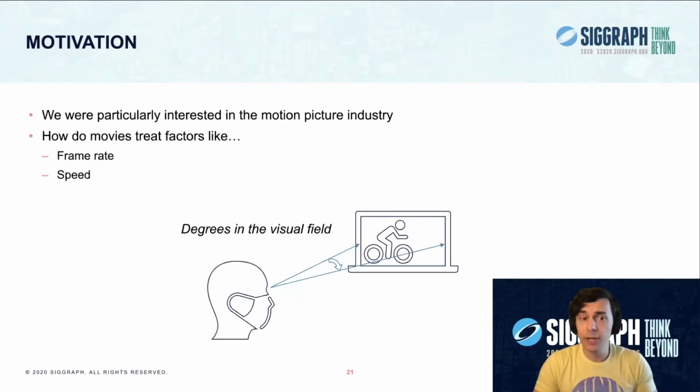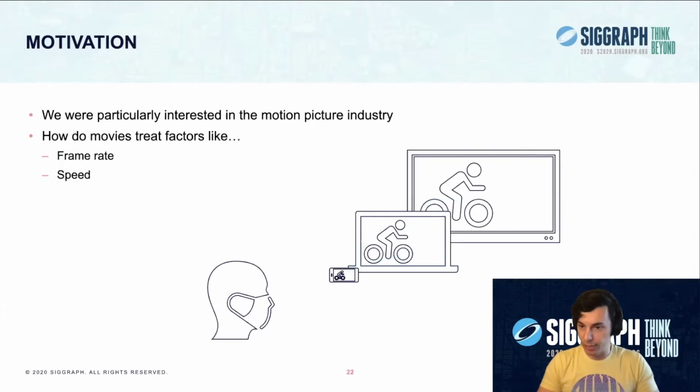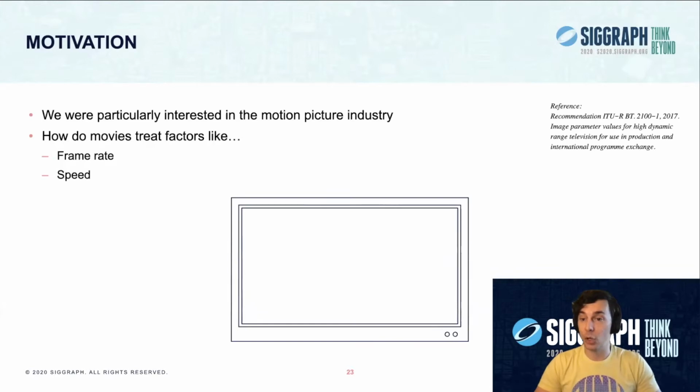Further, besides frame rate, there's also this idea of speed. When we talk about speed in the vision science context, we typically think about it in terms of degrees in the visual field. And of course, that could be calculated for a display like the case shown here, if you know the size and distance of the display from the observer. Of course, displays can have different sizes and distances. But in this work, we just go by the ITU recommendation of 3 picture heights, which kind of sidesteps this issue a little bit.